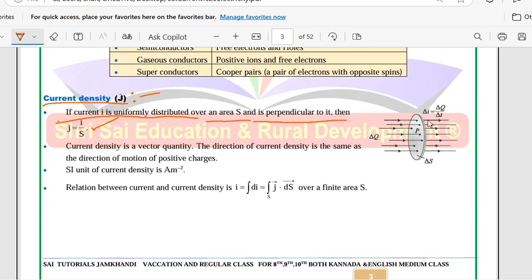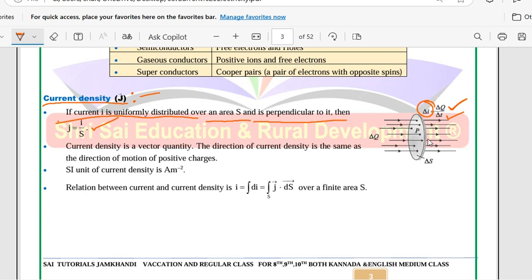Suppose here there is a conductor, denoted as P, which has the surface area S. The net current is equal to the net charge flowing per unit time, per second. Now, what is current density?